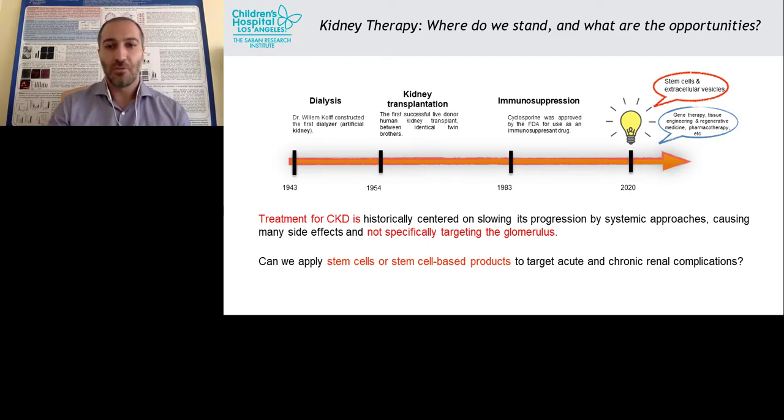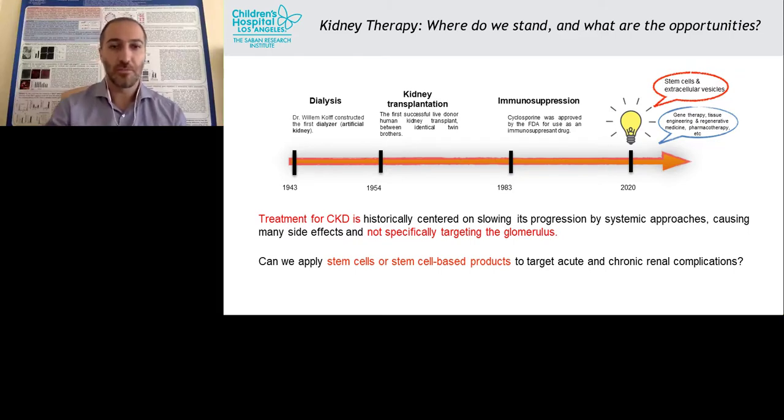And so some of the areas that the research is working on are gene therapy, tissue engineering, and regenerative medicine applications, and even some pharmacotherapy approaches to find a new therapy. In addition, there is the area of stem cells and extracellular vesicles that have gained a lot of traction in recent years, and there seems to be some opportunity here for finding a new possible therapy.